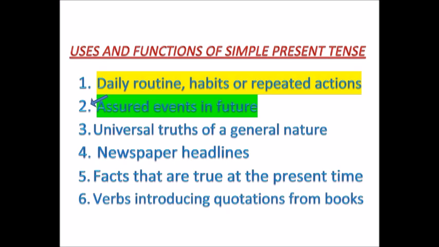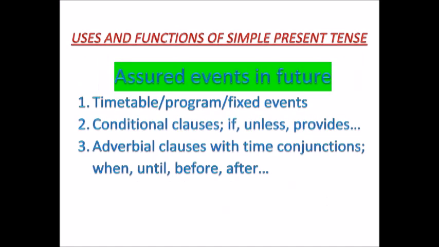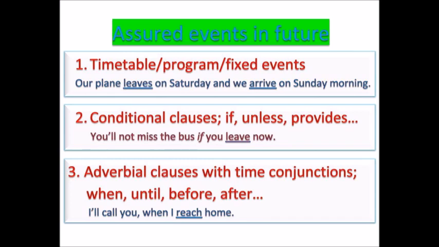And today we'll see how simple present tense is used to talk about future. We can use simple present tense to talk about future under the following circumstances. When we talk about timetable, program, or fixed event, or when we use conditional clauses with if, unless, provided, or adverbial clauses with conjunctions when, until, before, after. Let's try to see each one with a concrete example.